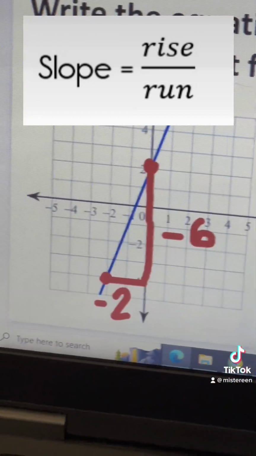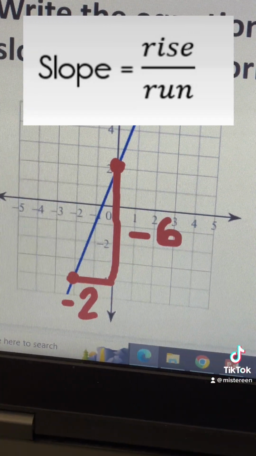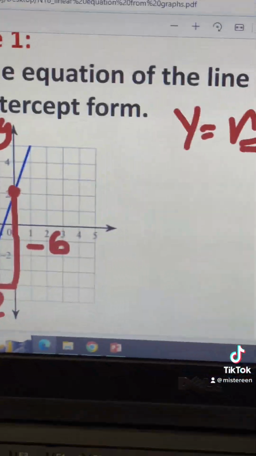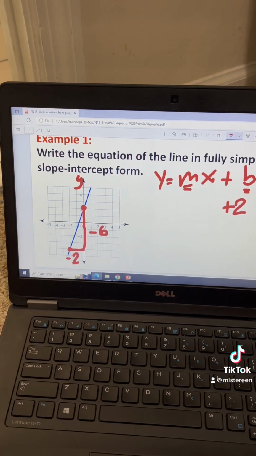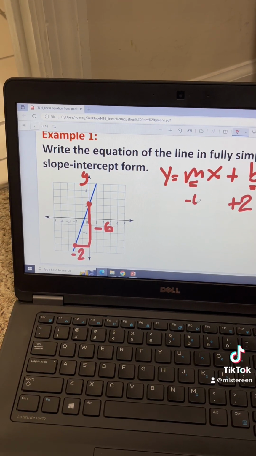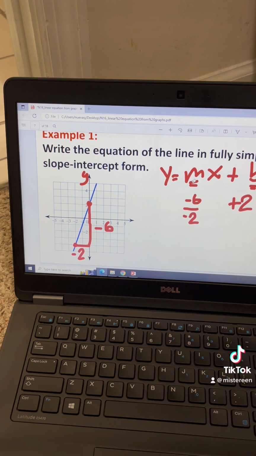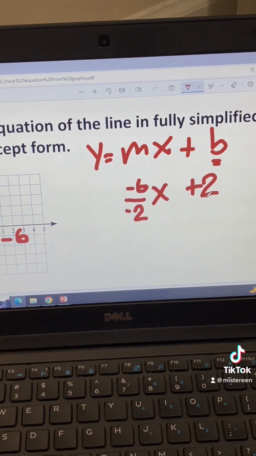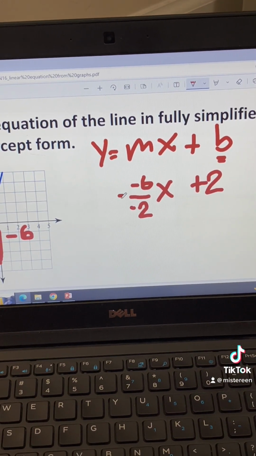So if we now follow the formula, it's rise over run. So this is negative 6 over negative 2. Going back here, your slope is negative 6 divided by negative 2. That's your slope here. And then just bring down your x. And then we found earlier the b is a positive 2. And then just bring down the equal sign, and you have the y.